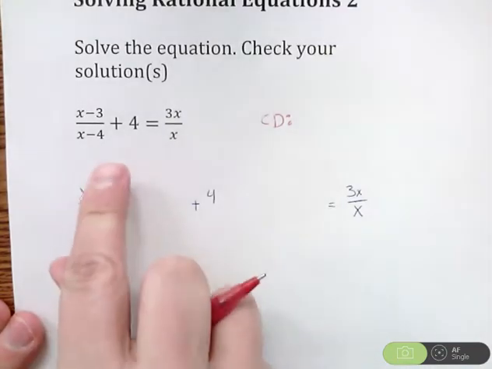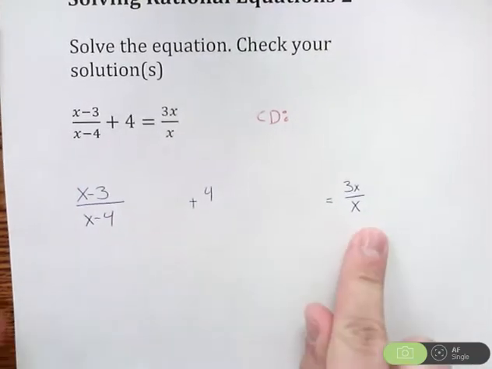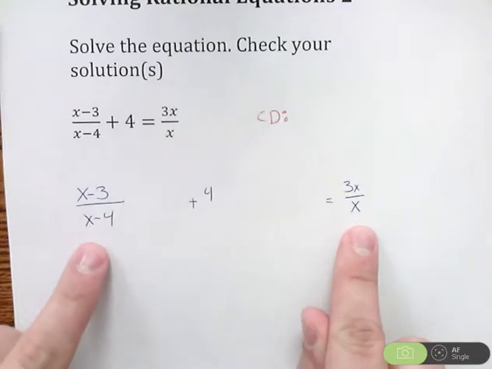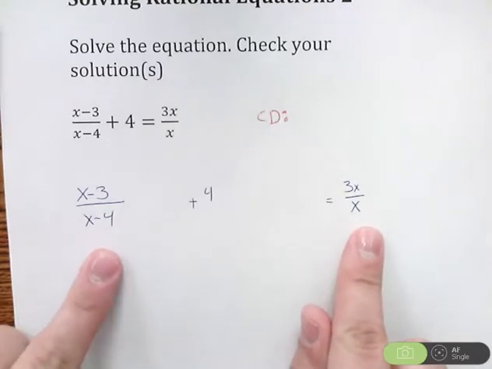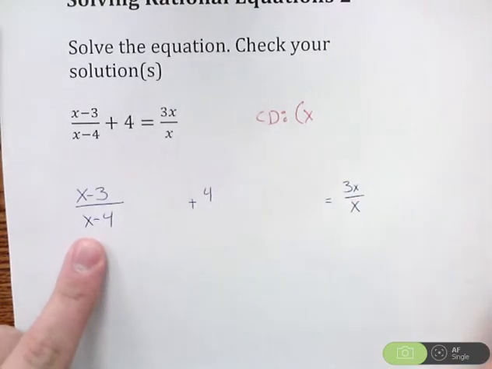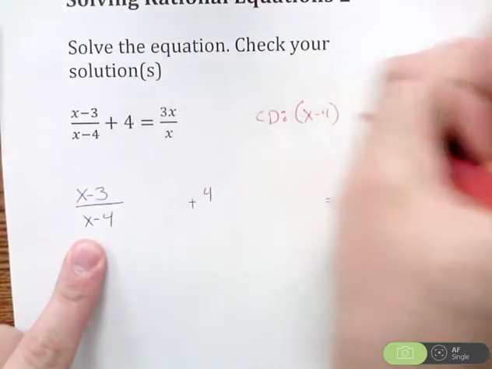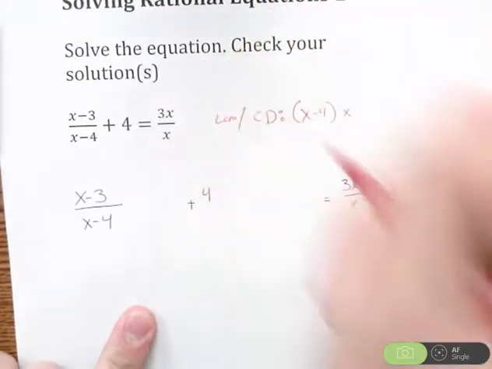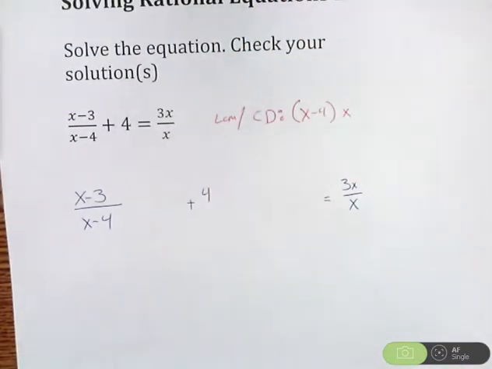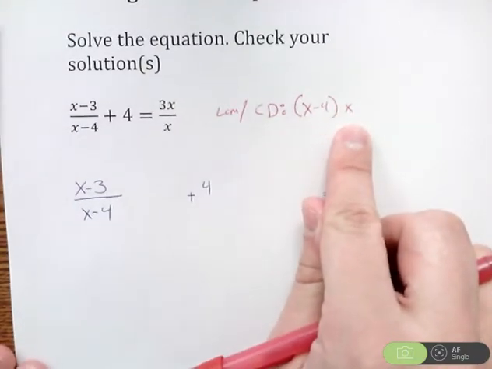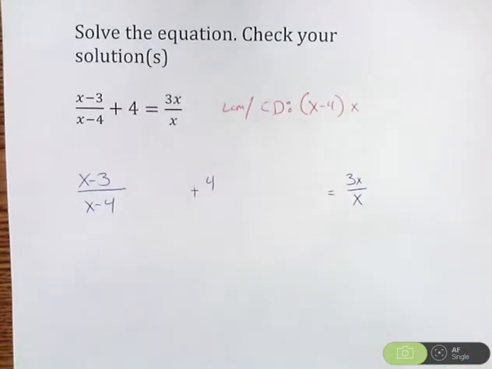Now both of my fractions have denominators that are factored. This one is x minus 4, that one's x. So when I make my list of my common denominator, I'm just listing out like I would with addition and subtraction. So I need an x minus 4, and I also need an x. Remember, this is our least common multiple, also our common denominator. Now that is as far as the addition and subtraction similarities go.